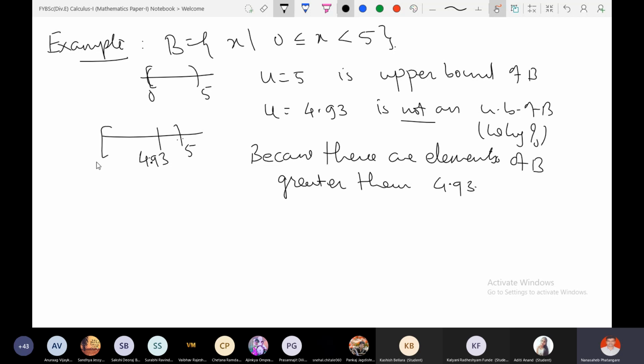Our set is 0 to 5, and there are members which are greater than 4.93 and also less than 5. For example, which member can you pick that is greater than 4.93? 4.94. This is a member of set B and x is greater than 4.93. Every member of the set should be less than or equal to that number. No member should be greater. Then only it is an upper bound. So this is not an upper bound.